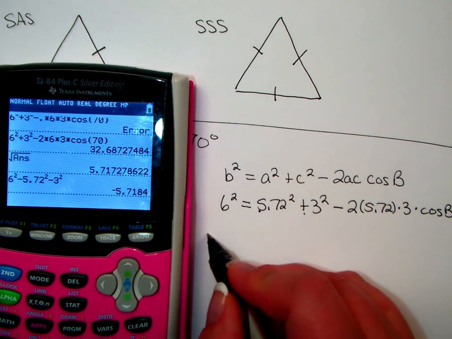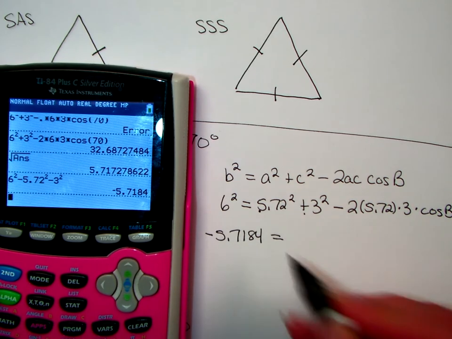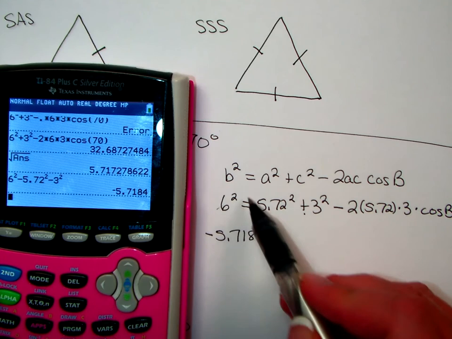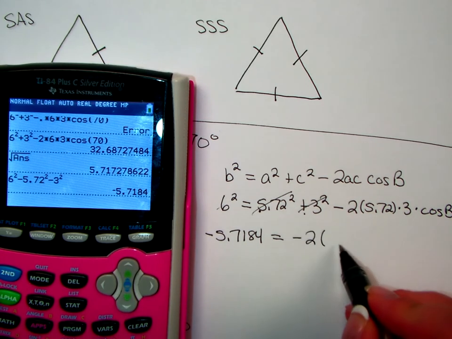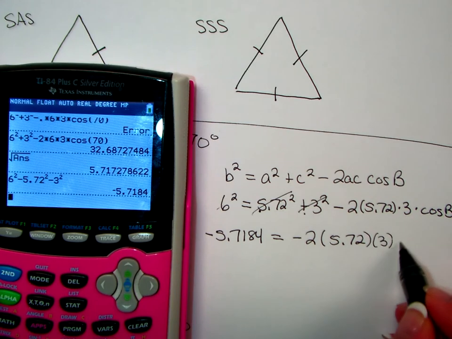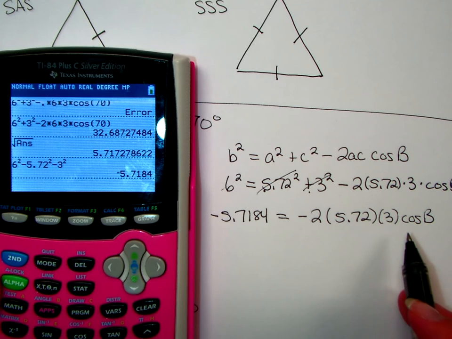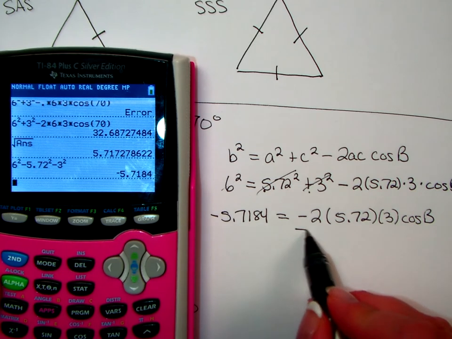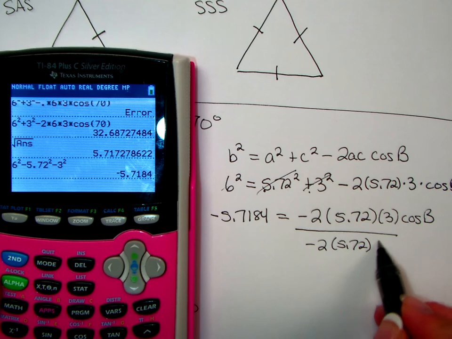Gets me negative 5.7184. Right? So these are gone. So that's going to equal negative 2 times 5.72 times 3 times cosine B. Right? So now I need to solve for cosine B. So I'm going to divide by negative 2 times 5.72 times 3.